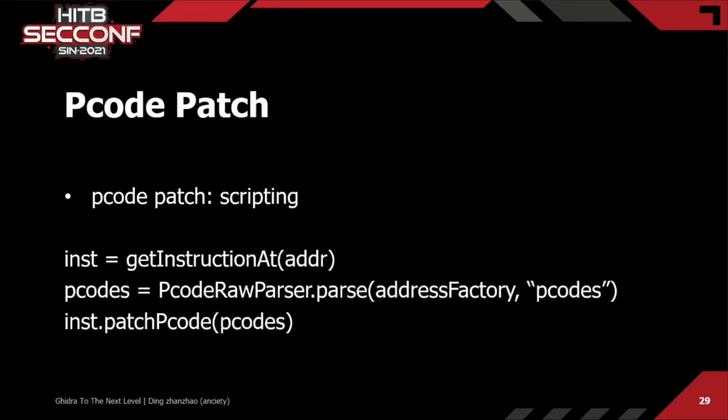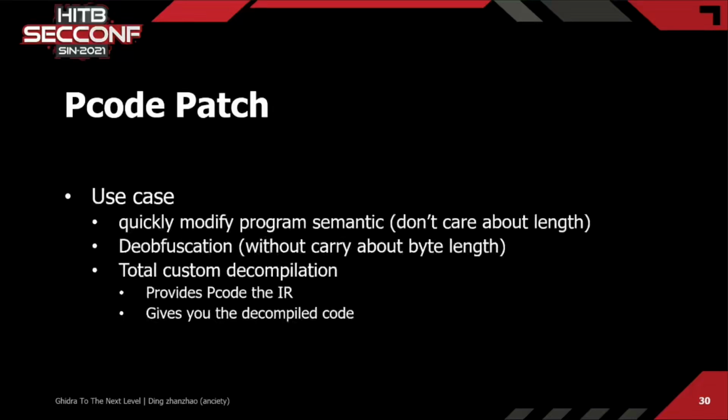As for scripting, you need to have the instruction instance to patch pcode. This is because pcode is always attached to a single instruction. Then you can parse the raw pcode syntax with the pcode raw parser to get a pcode array and patch it on the instruction to modify its semantics. When I initially wrote this, I thought about 3 use cases. The first one is to quickly modify program semantics, which we have already discussed. You can modify part of the decompiled program by its pcode, then inspect the result instantly.